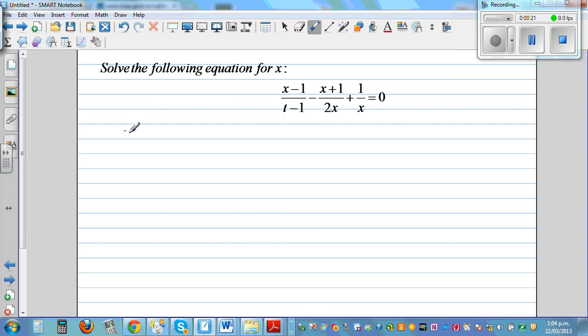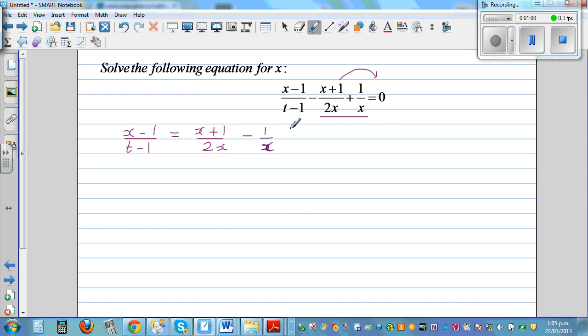The first step is not that difficult, so I'm going to write this as (x minus 1) over (t minus 1). I'm going to move these two to the right hand side. So this is minus this, so that if we move to the other side, that will become (x plus 1) over 2x, and this is plus 1 over x will become minus 1 over x. This is basically moving from the left hand side to the other side, so it will change the sign. Or basically you're adding the opposite of this to both sides, or taking away 1 over x from both sides.